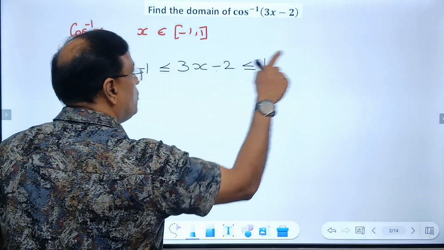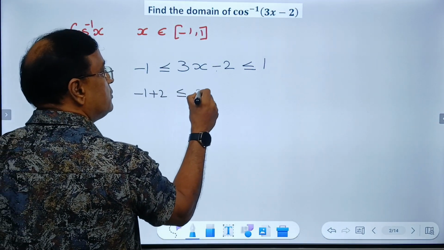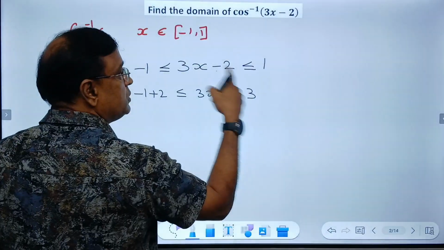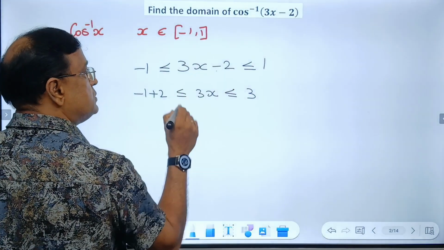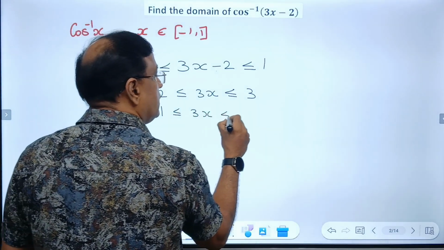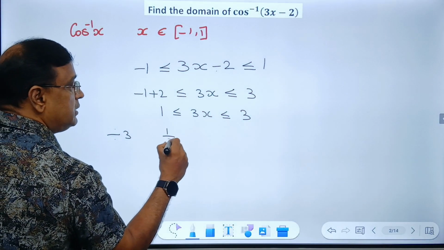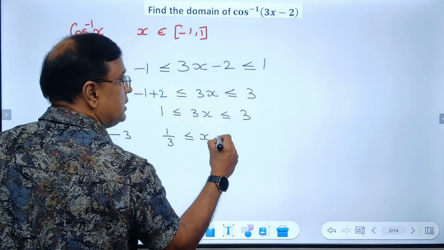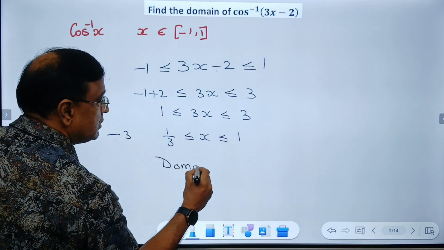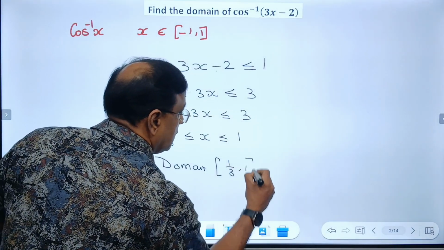So add 2 throughout. You get minus 1 plus 2 less than or equal to 3x less than or equal to 1 plus 2. Minus 1 plus 2 is 1, and 1 plus 2 is 3. So you get 1 less than or equal to 3x less than or equal to 3. Now divide throughout by 3. So you get 1 by 3 less than or equal to x less than or equal to 1. So clearly your domain is the closed interval 1 by 3 comma 1.